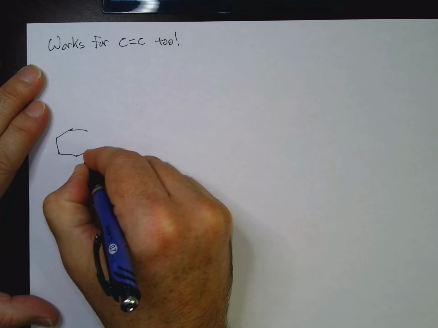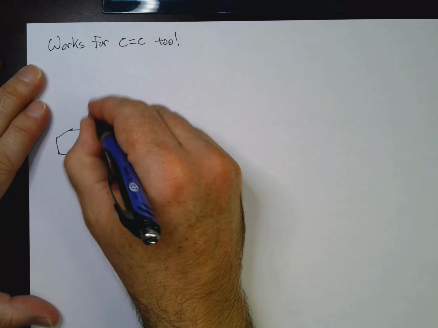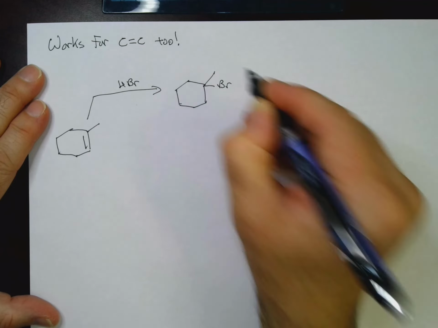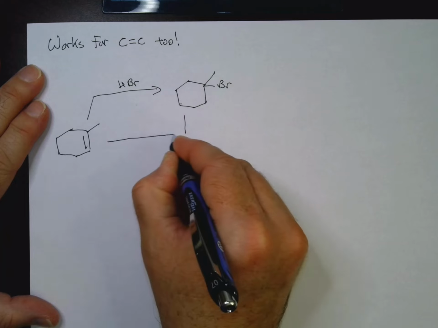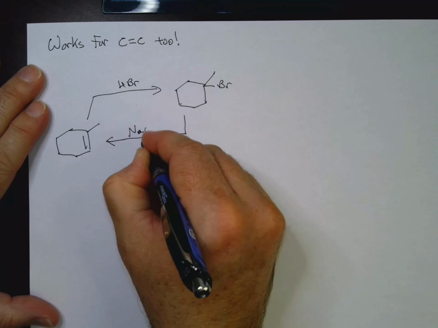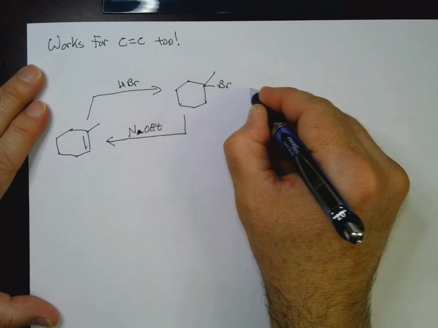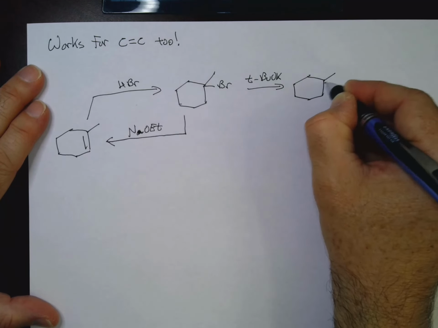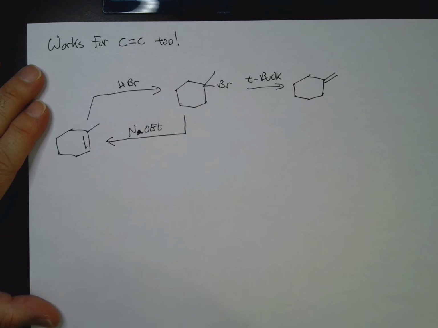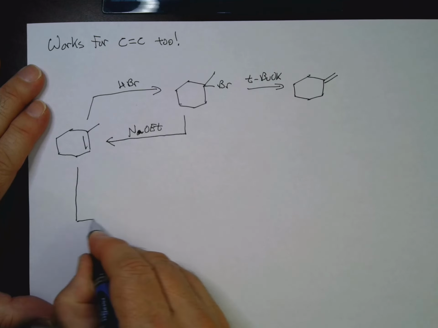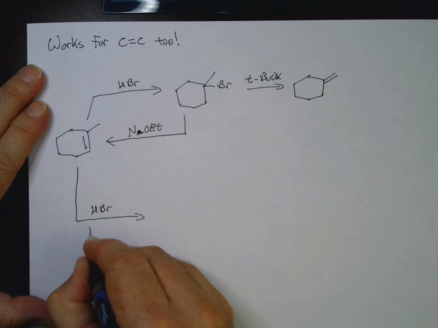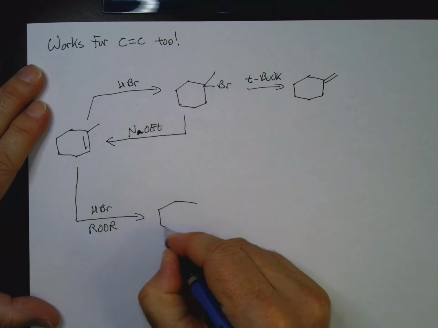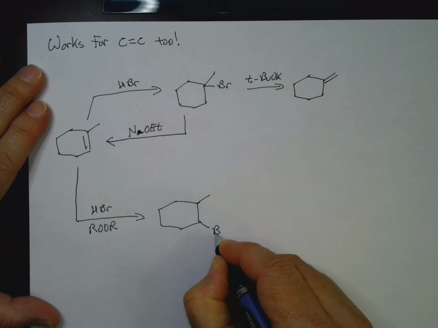So let's say I had this guy, and I just added HBr. Now if I wanted to go back, I could use NaOEt, because that gives me my Zaitsev product, or if I use my hindered base, I'd end up getting my double bond moved over there. I could also instead do HBr and ROOR, use my peroxides here, and that's going to do anti-Markovnikov, so I'll end up with bromine there.